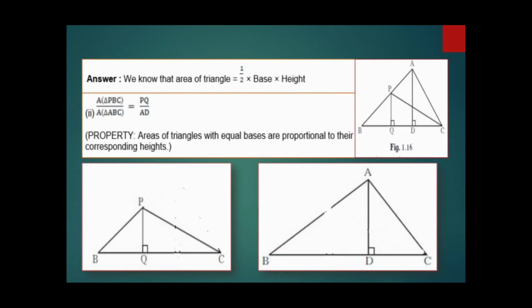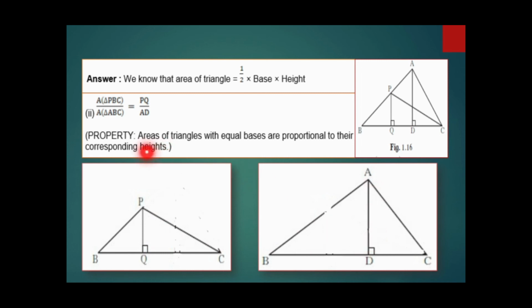Now see the second example. We have to find area of triangle PBC upon area of triangle ABC. So we separate these two triangles first. So first triangle is PBC, and second triangle is ABC. Now if you observe these two diagrams, their base is same, BC, but height is different.